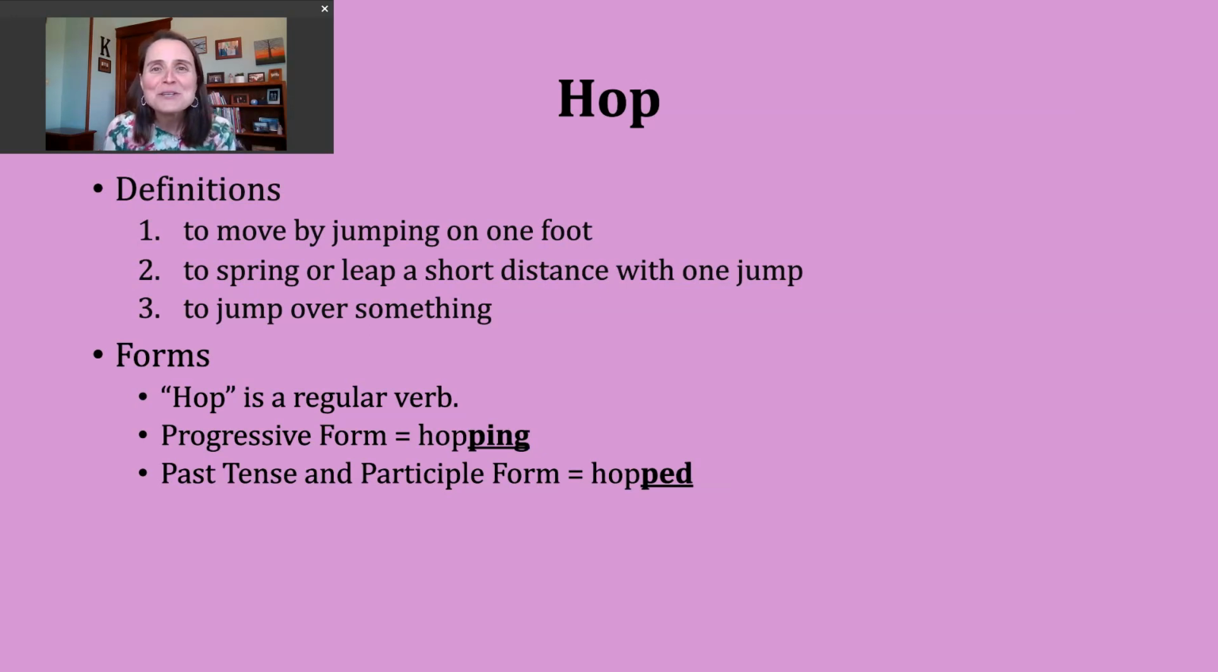For now, you should know that hop is a regular verb. To make the progressive form of this verb, we're going to need to make a spelling change. And that's because we have a one-syllable verb with one vowel that ends in the pattern of a consonant-vowel-consonant. So what we need to do is double the ending consonant, the letter P, before we add the ing suffix.